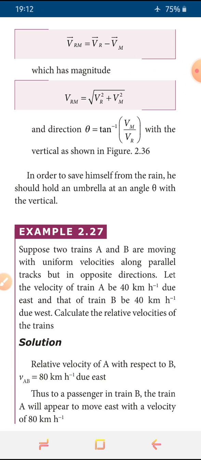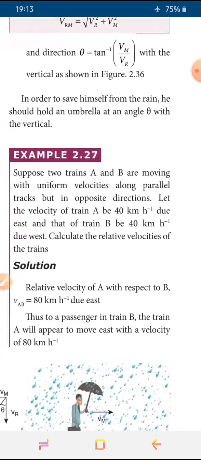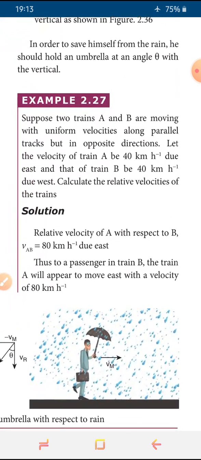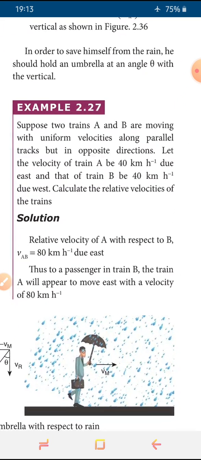If we hold the umbrella at this angle, the raindrops will have less impact on us, so with the umbrella giving maximum cover, we can avoid maximum raindrops falling on us. The person can avoid getting wet when keeping it like this. And based on these points, example 2.27 is given: two trains A and B are moving with uniform velocities along parallel tracks. So how are they moving?